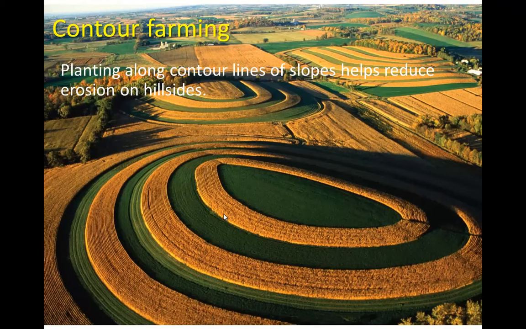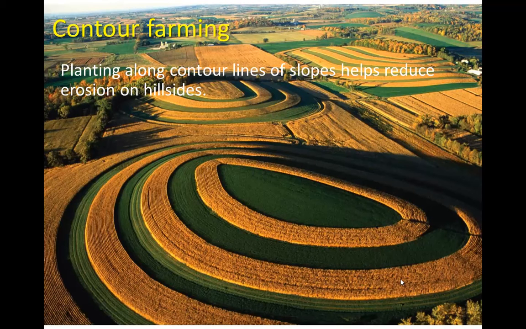Here we see contour farming. Planting along the contour lines of slopes helps reduce erosion on hillsides. You might remember from elementary school learning about contour maps and how to read them. The idea here is that all these lines that you see here are basically at the same level, so that you don't have erosion going downhill.